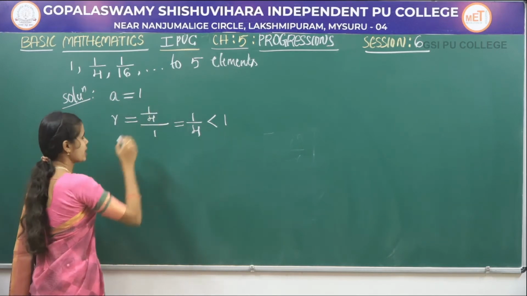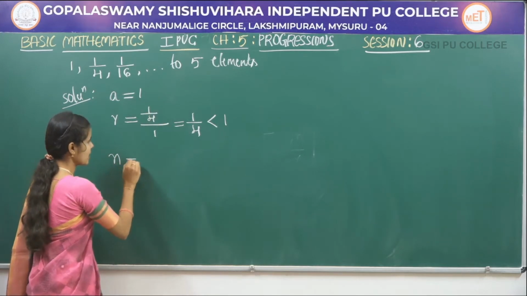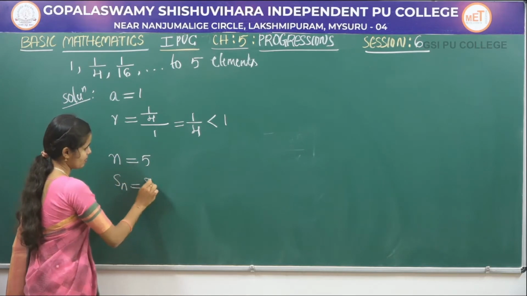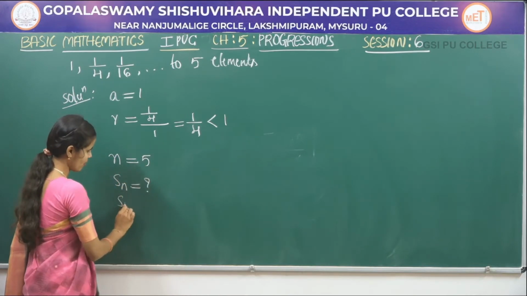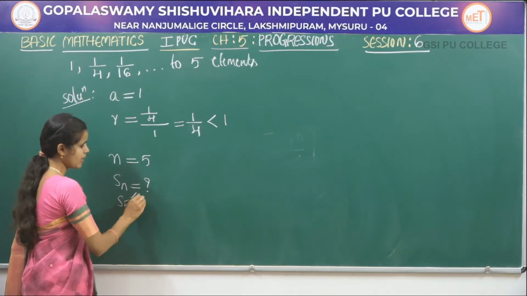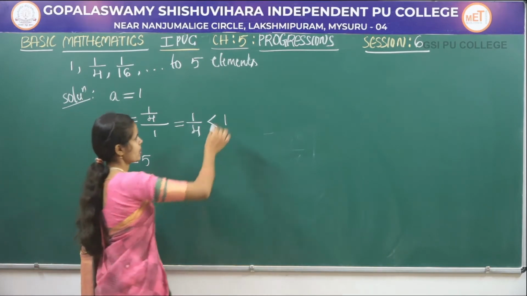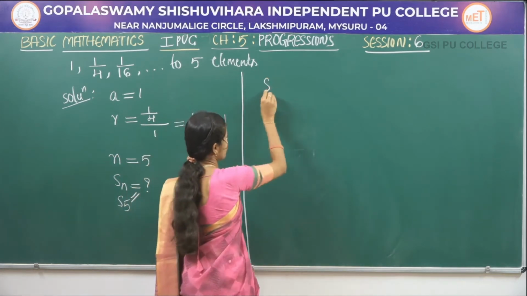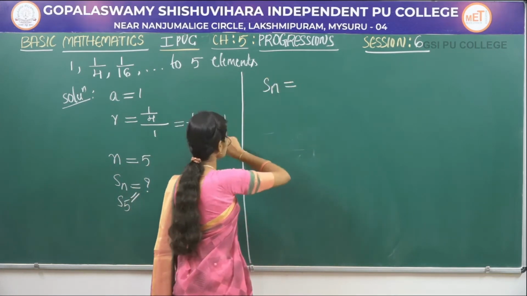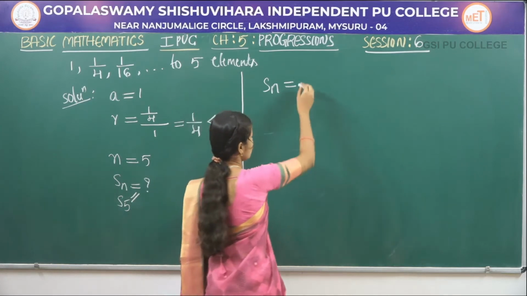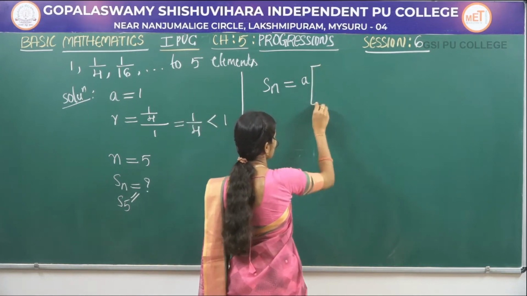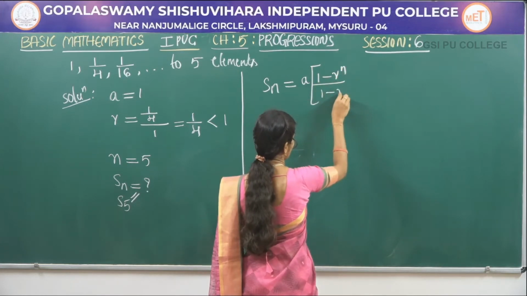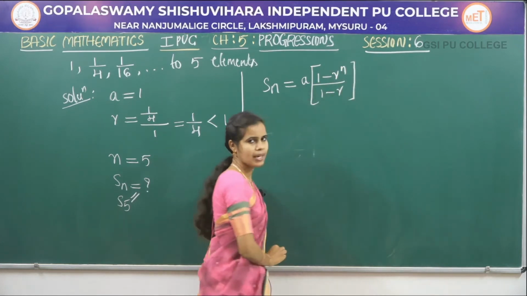So up to the nth term, 5 terms. Therefore n is equal to 5. We want Sn or S5, the sum of 5 terms. So consider the formula. Sn is equal to, here r is less than 1, so a into 1 minus r to the power of n divided by 1 minus r.